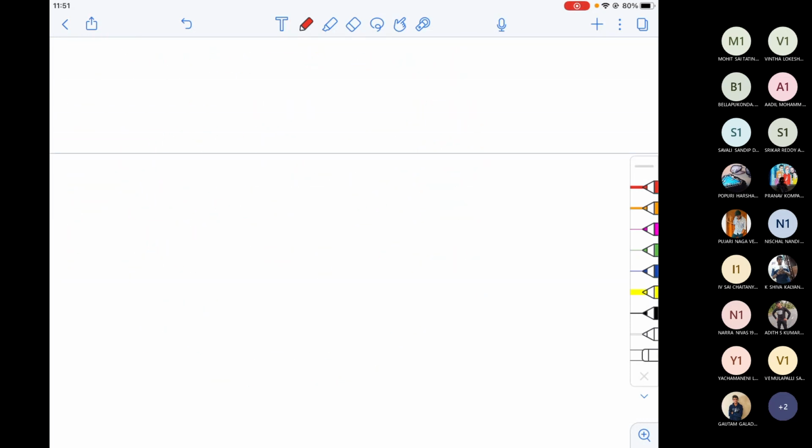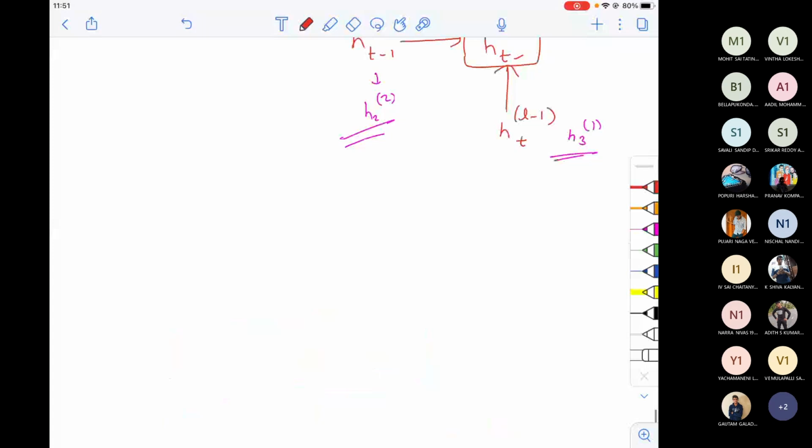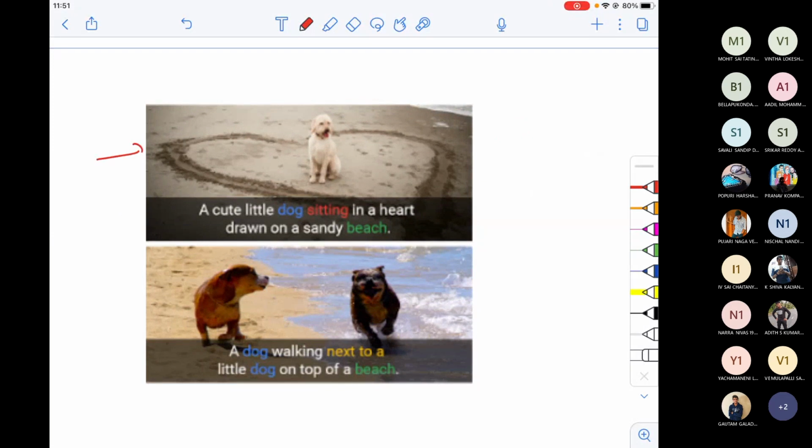The example is this one. What is happening here? There is a picture and you can see a caption for it. Again, there is another picture and a caption. See how nicely the caption has been generated: a cute little dog sitting in a heart drawn on a sandy beach. If I give the picture, the system will automatically generate this caption.